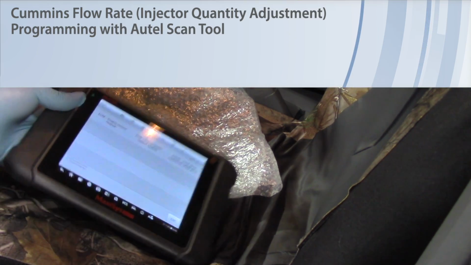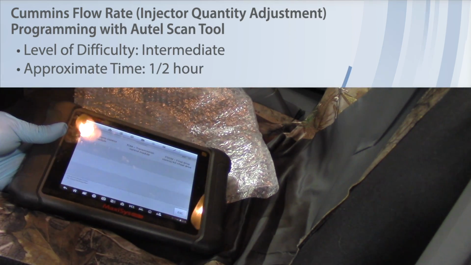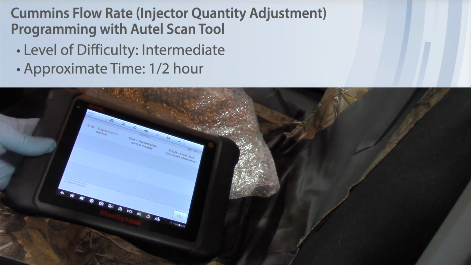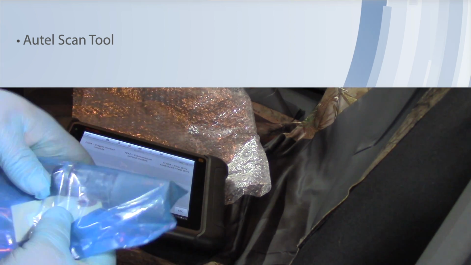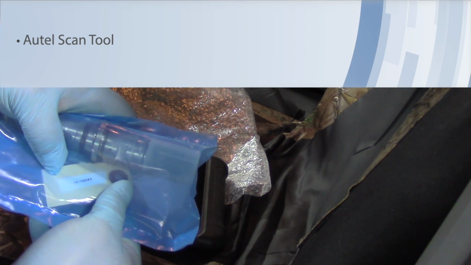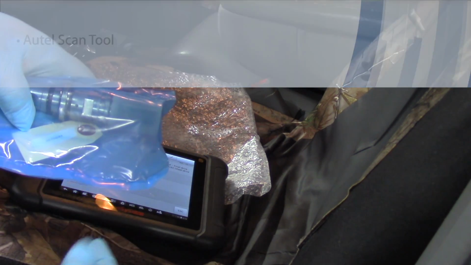All right, today we've got a 2008 Dodge Ram truck with a 6.7 liter Cummins engine, and we're going to go ahead and replace a couple injectors. But what I want to focus on right now is entering the IQA information into the powertrain control module.